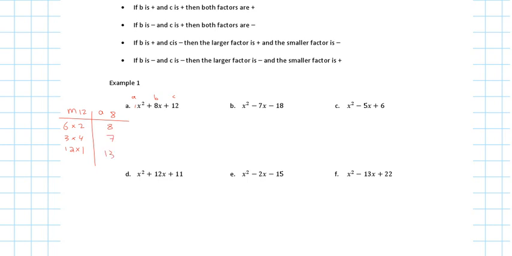Okay? So that means my answer is going to be 6 and 2, but both of them are going to be positive. So it's going to be x plus 6, x plus 2, because both B and C are positive. So if you look here, when both B and C are positive, then both of your terms are going to be positive.